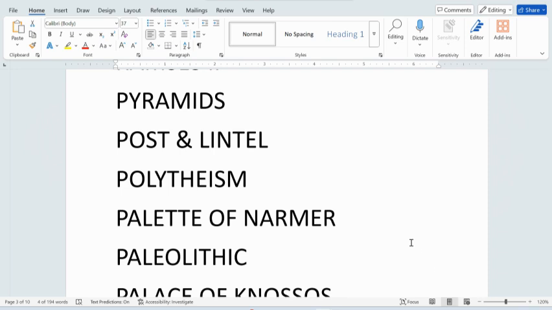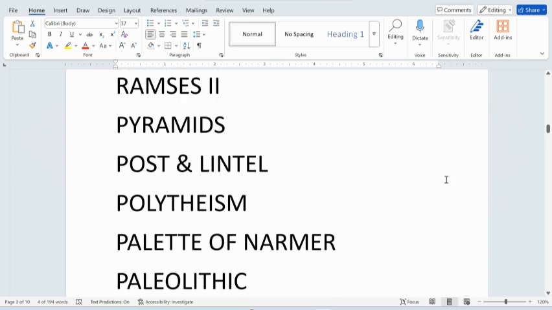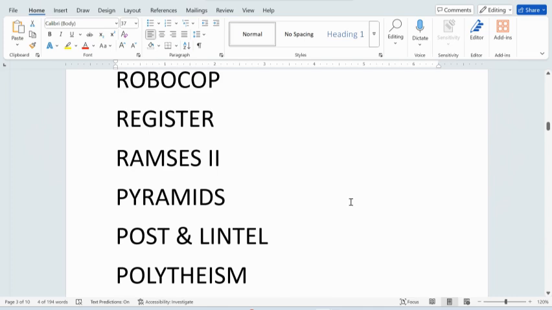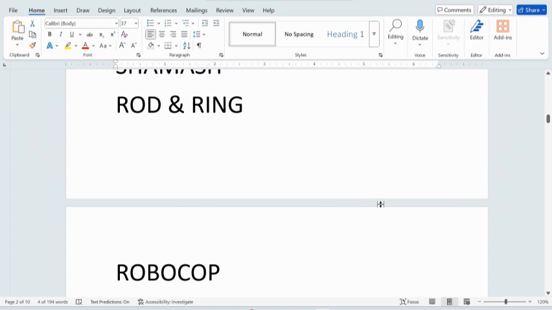There's a question about the pyramids on the test. What time period were they from, or what era were they from? More specific than that. Were they old or middle or new? Old Kingdom, Middle Kingdom, or New Kingdom? Ramses II pops up on the test. You should know what a register is. RoboCop is going to show up on the test. The rod and ring will show up on the test.